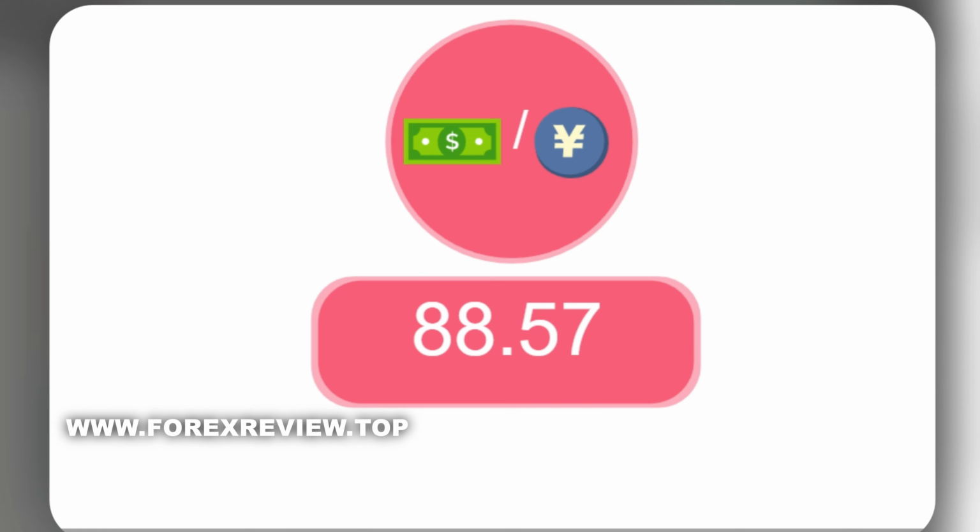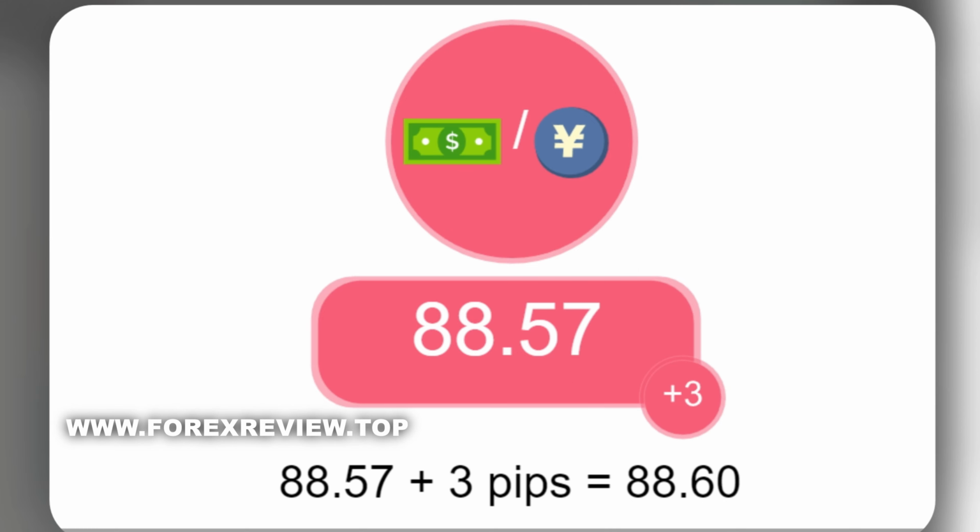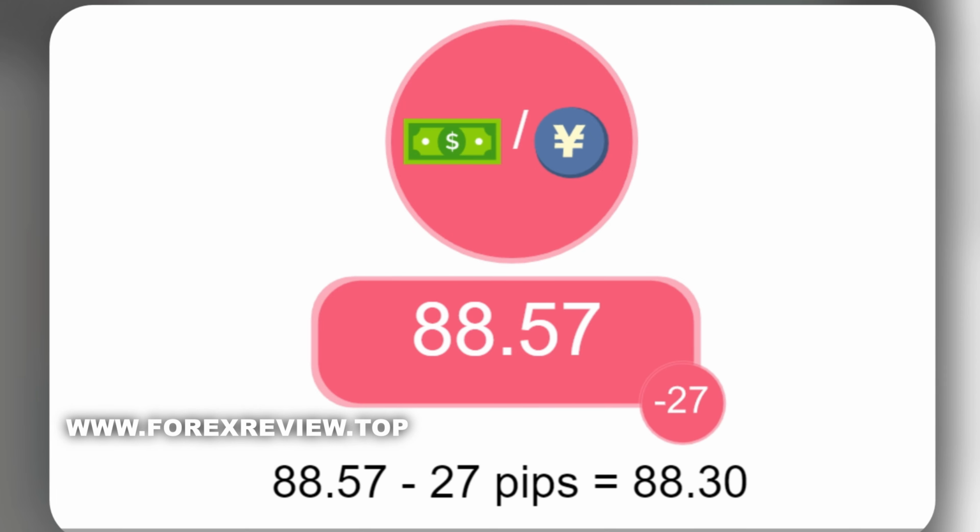For the Japanese yen, the pip is denoted at 2 places after the decimal point, meaning that if the US dollar Japanese yen is 88.57, then the pip is equal to 7. If the exchange rate rises by 3 pips, it will be equal to 88.60. And if it decreases by 27 pips, the exchange rate would be 88.30.